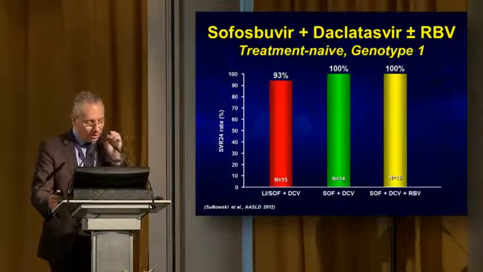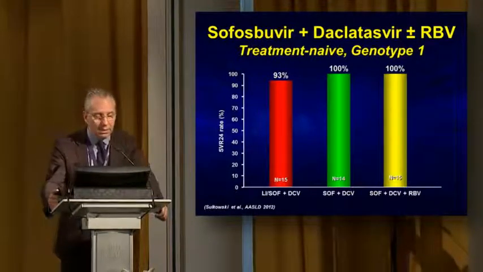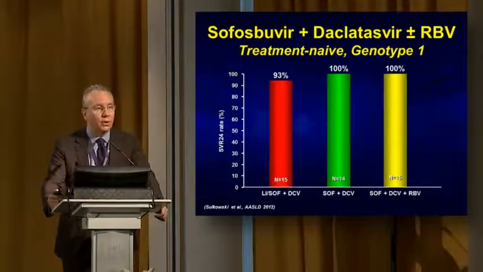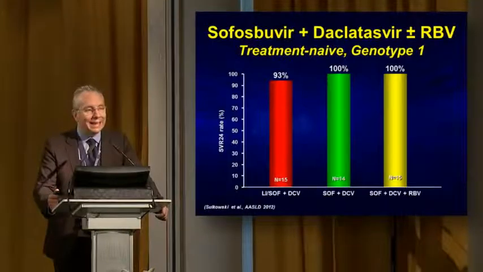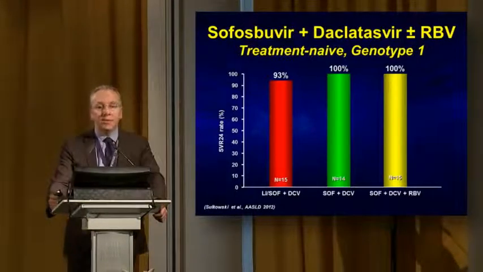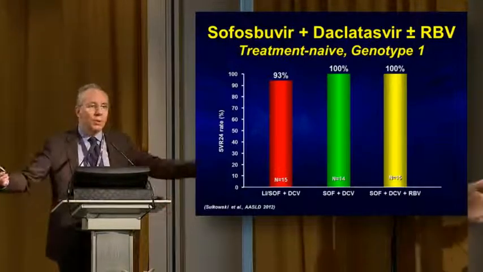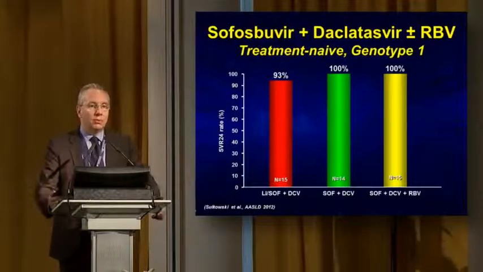This is a study that has been shown at the ASLD, and more recent data have been shown at the EASL meeting. It's a combination of sofosbuvir, this is a Gilead nucleotide analog, and daclatasvir, this is an NS5A inhibitor, with or without ribavirin, in treatment-naive genotype 1 patients, and you can see here that the SVR rates in this study were 100% for 12 weeks of administration. When you have such high rates of response, why would you use HIV RNA load monitoring? You don't need to do it.